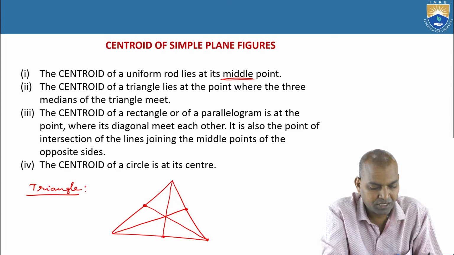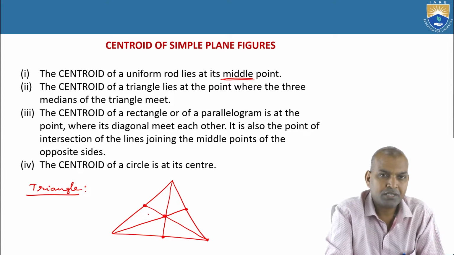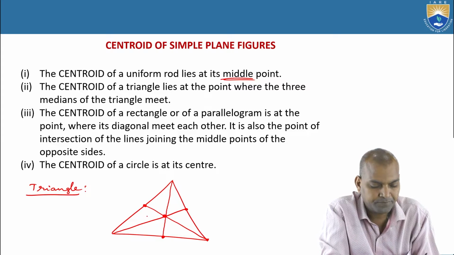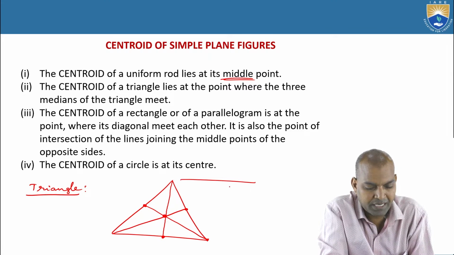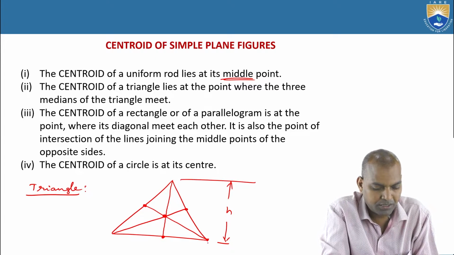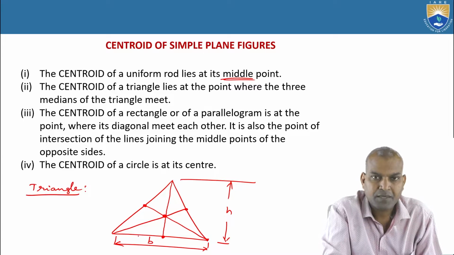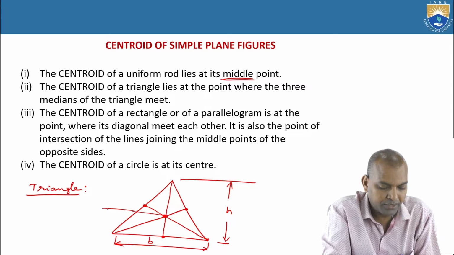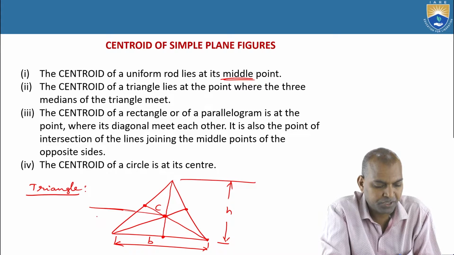This is the centroid, these are the medians. This point is known as the centroid. So if this triangle has a height h, and here is the base, what is the centroid? The centroid C, the distance becomes h by 3.